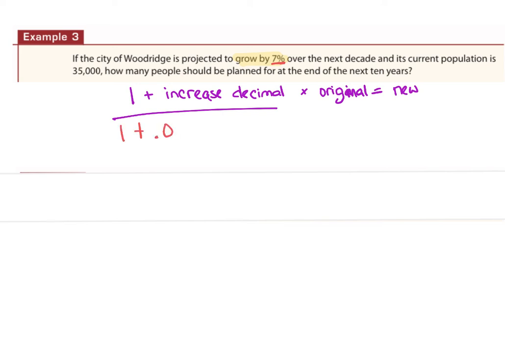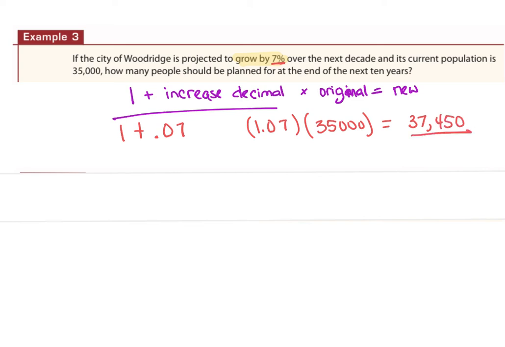Yeah, it's 0.07. So 1 plus 0.07 is easy, just 1.07. And we are going to multiply that by the original amount. What's the original amount that they had right now in population? 35,000. So when we multiply that, we get 37,450. And that is the expected population.